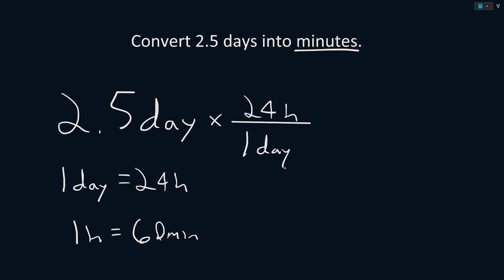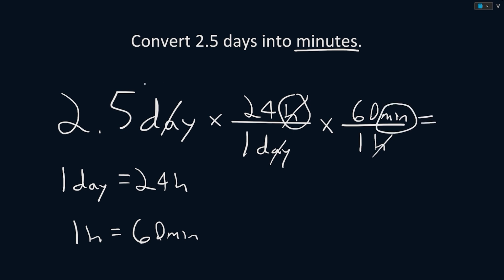day. Then we can convert the hours to minutes by multiplying through our conversion factor of 60 minutes is equal to 1 hour. Multiplying through this, we see that the days cancel and leave us with hours, then the hours cancel and leave us with minutes. Solving this, we multiply 2.5 by 24 to get hours, then multiply by 60 to get minutes. This tells us that there is 3,600 minutes in 2.5 days.